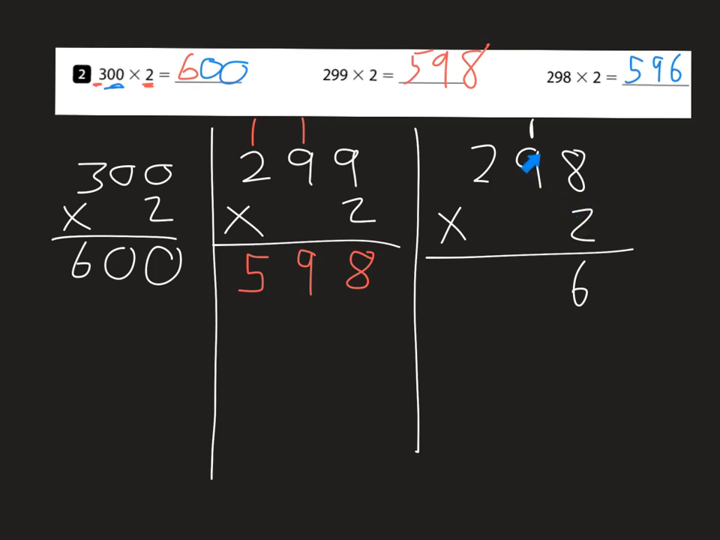Next, 2 times 9 is 18. Plus 1 would be 19. So we have 19 tens. So we're going to put 9 tens in here and carry 10 tens over here, which will turn to 1 hundred. 2 times 2 is 4. Plus 1 is 5. We have 500. So we have 5 hundreds. So 298 times 2 would be 596.